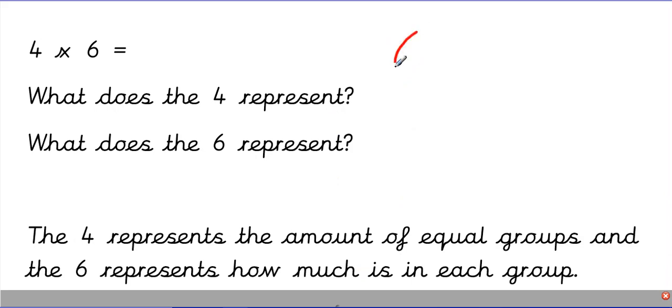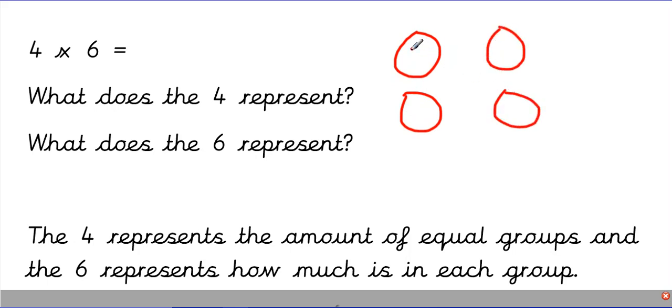So, if we drew that, 1, 2, 3, 4 groups with 1, 2, 3, 4, 5, 6 in each group. You've got 4 groups with 6 in each group. Well done.